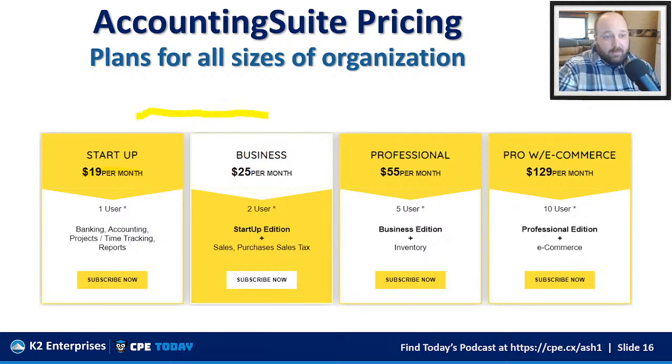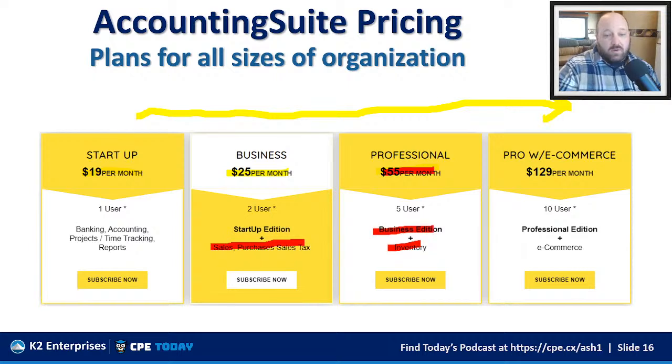So from the startup feature and kind of moving from the left to the right here, I think where most businesses are going to end up is either in the business plan or in the professional plan. Okay, and at the business plan, you get all the features that you would expect from the startup edition, plus the ability to do sales, purchases, and track sales tax. And at the professional, at $55 per month, you also get the ability to access the inventory features.